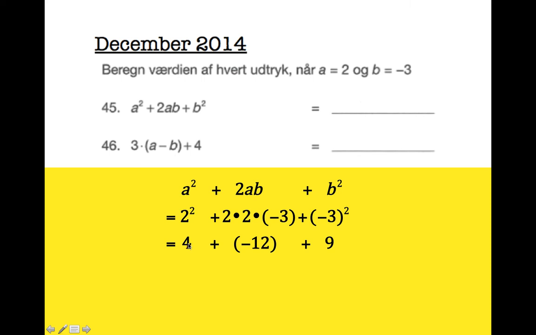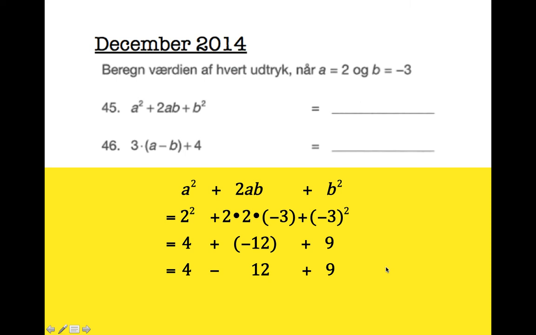2 squared is 2 times 2, which is 4. Minus 3 squared is minus 3 times minus 3, which is 9. And 2 times 2 times minus 3 comes to minus 12. So we've got 4 plus minus 12 plus 9. Or in other words, 4 minus 12 plus 9.